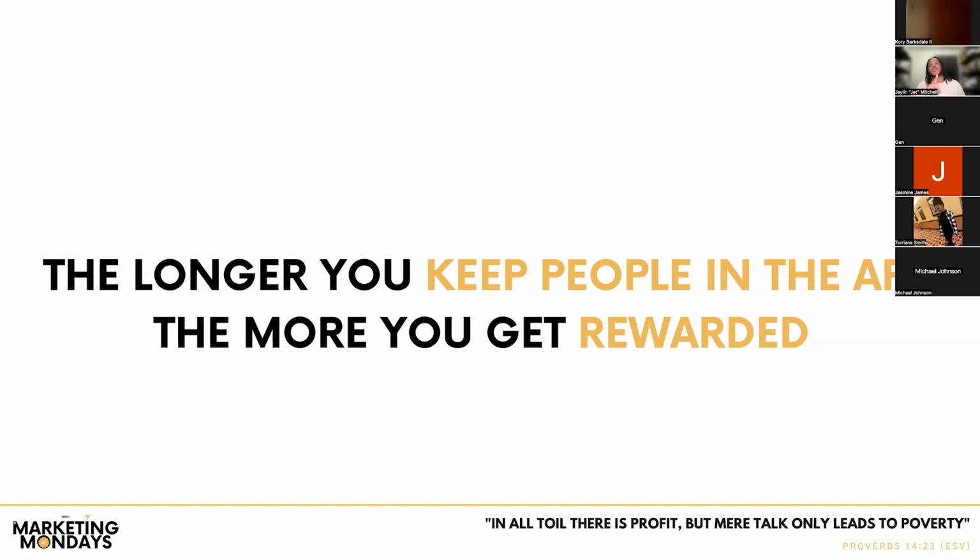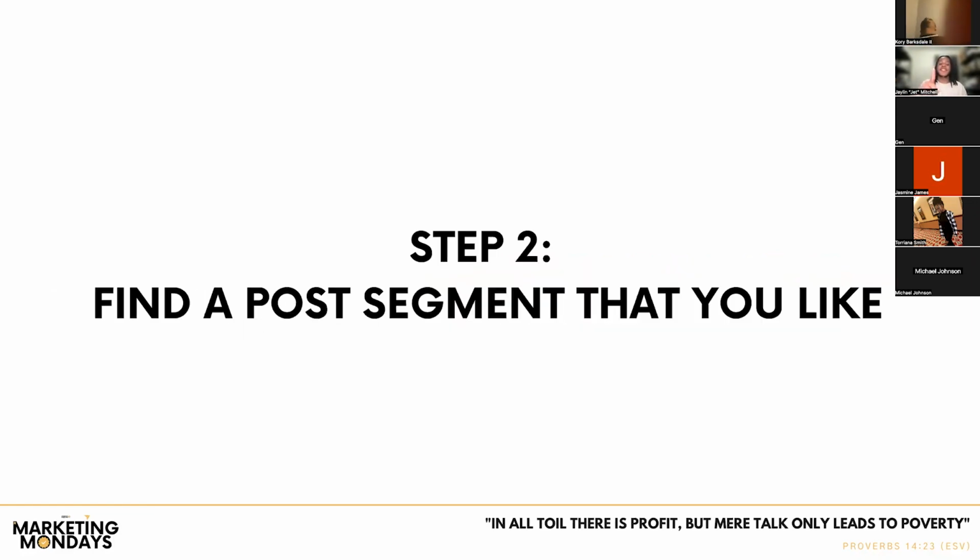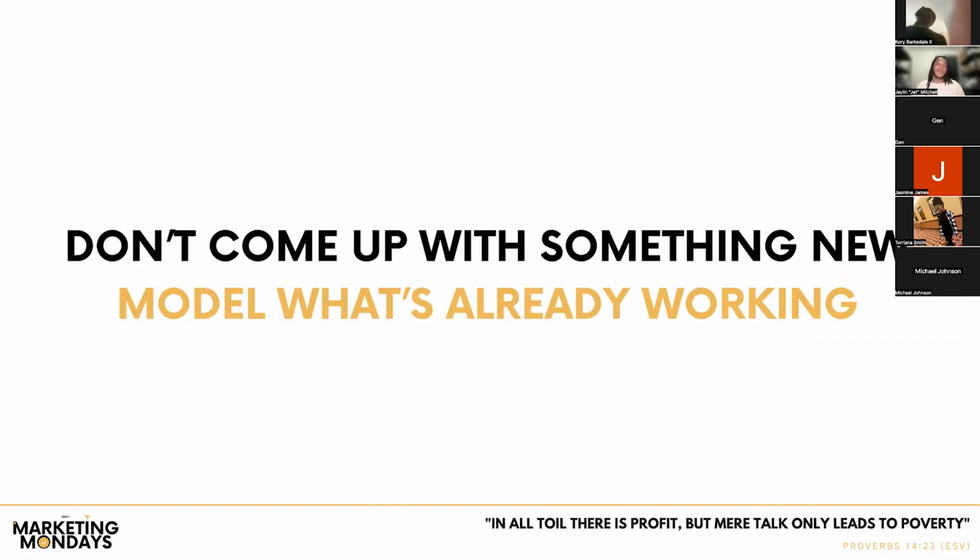So step one, I need you to choose a theme page. Step two, once you choose your theme page, I need you to find a post segment that you like. And I want you to remember this: don't come up with something new. Model what was already working. Why would you take time trying to figure out something new when you could just model what was already working?